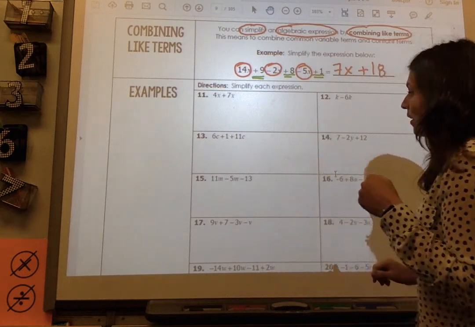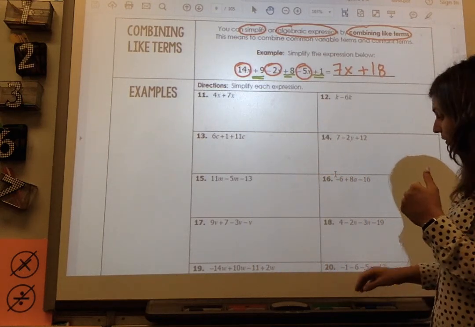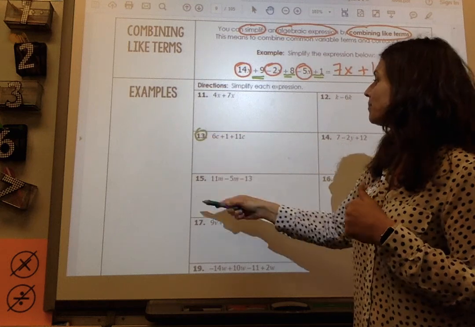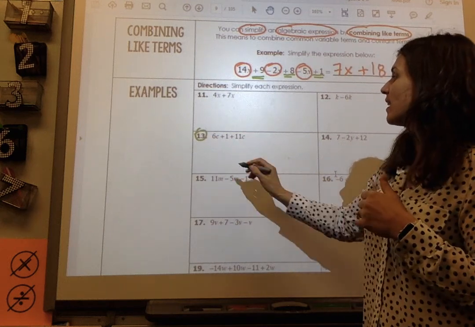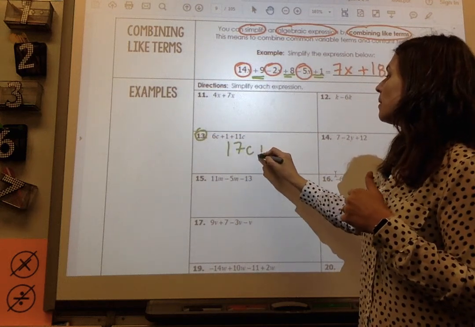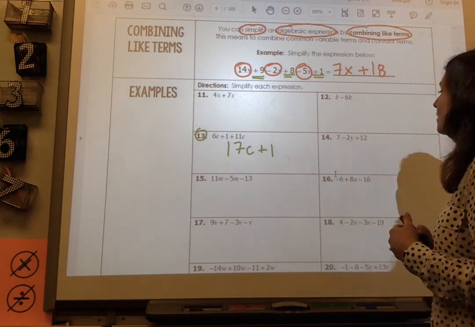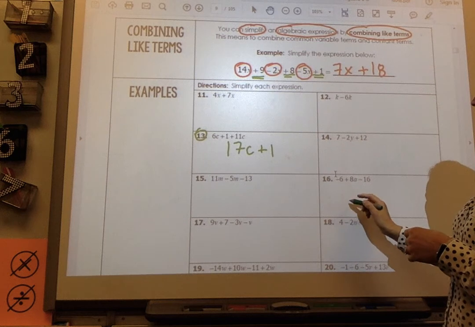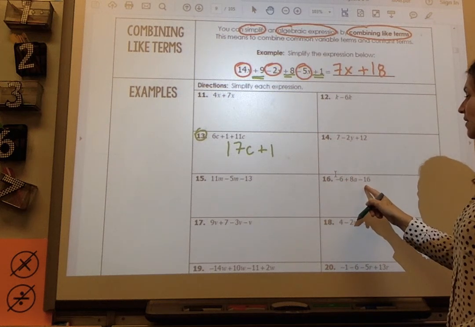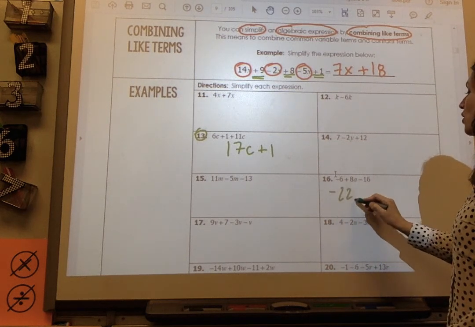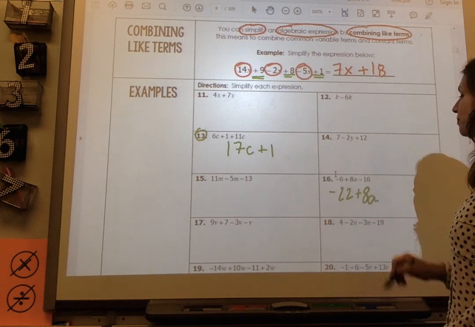All right, now let's take a look and do some examples together. So take a look at number 13. I have 6c and 11c. That's 17c plus 1. Can't break it down anymore. That's as simplified as it's going to get. Number 16. -6 and -16 is -22 plus 8a.